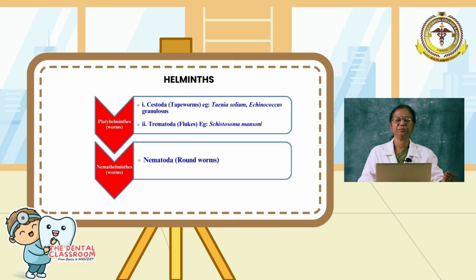The next category of medically important parasites are helminths. Helminths are further categorized into two classes: platyhelminthes and nemathelminthes. Under platyhelminthes you have Cestoda and Trematoda. Under nemathelminthes you have Nematoda. Cestoda comprises the tapeworms. Examples are Taenia solium and Echinococcus granulosus. Under trematodes fall the flukes, all types of flukes. One typical example of a fluke is Schistosoma mansoni. And under nemathelminthes you have Nematoda, which comprises all the roundworms.